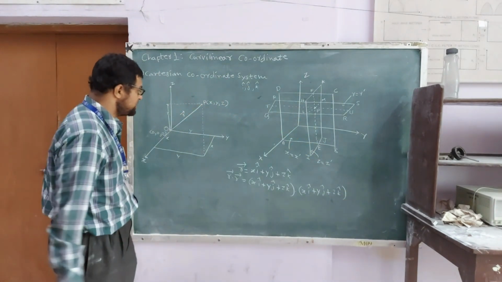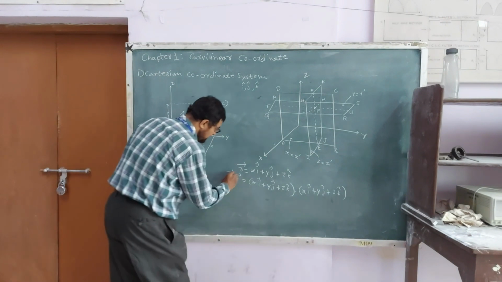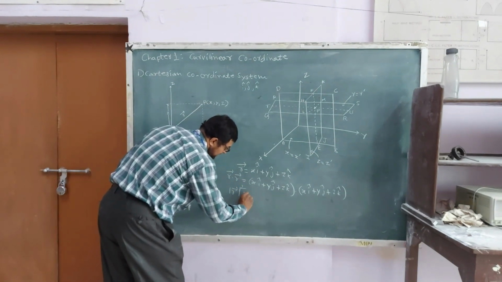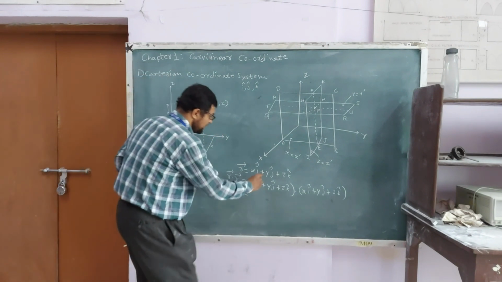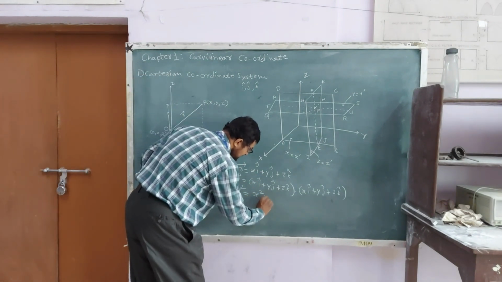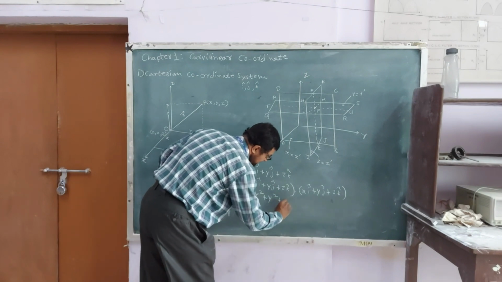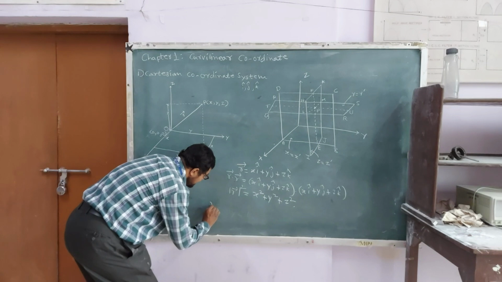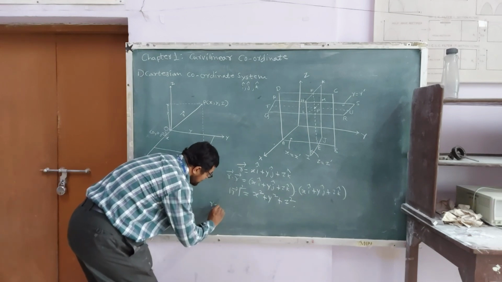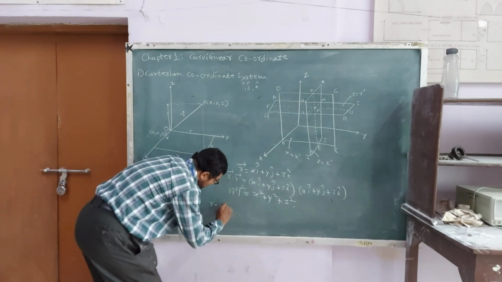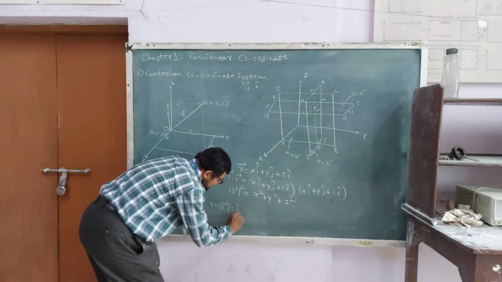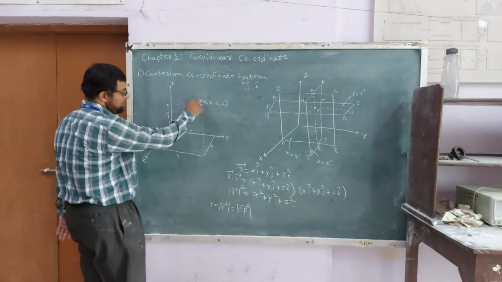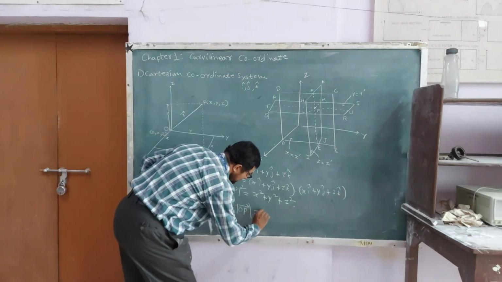So if you consider this dot product, it is nothing but mod of r bar square, which is x square plus y square plus z square. So this gives us this distance r, which is also called mod of r bar, or mod of OP bar vector if we use the distance formula, or also called OP.